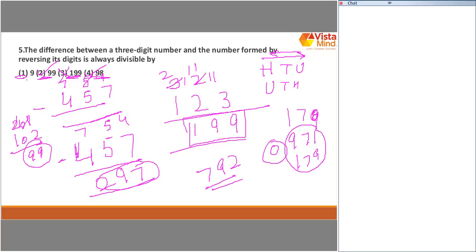Is that okay? It depends upon whether to mark 19 or 99 or 9. It depends upon whether the question is saying the larger number or the smaller number. If the question had said smaller number, I would have gone with 9. If it is saying larger number, I would have gone with 99.